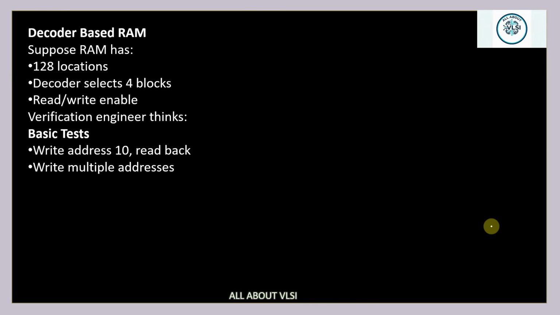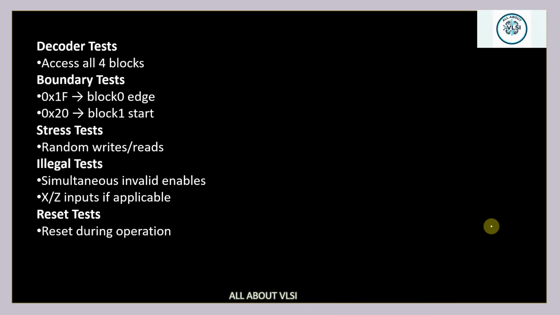What a verification engineer should think of is, first of all, having a basic test, and after that we need to think in terms of a decoder test. Let's say if I give a particular address, is my decoder capable of selecting a particular block or not?